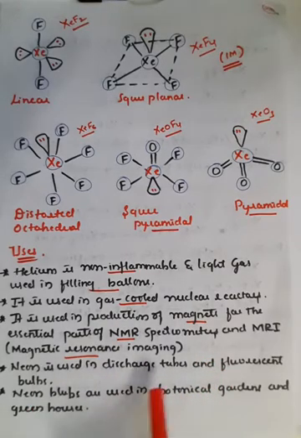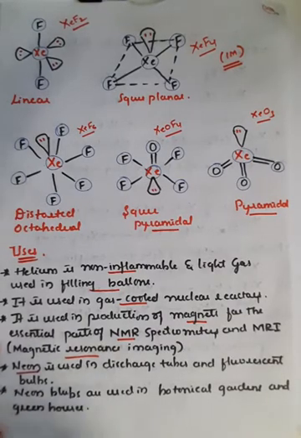And neon is used in discharge tubes and fluorescent bulbs, right? So in case of bulbs, we can see different kinds of bulbs. These are some of the important bulbs, discharge tubes like fluorescent bulbs, where we can also use neon gas, right? So whenever you break those bulbs or tube lights, there will be a huge explosive sound. That is mainly due to the presence of neon in them.